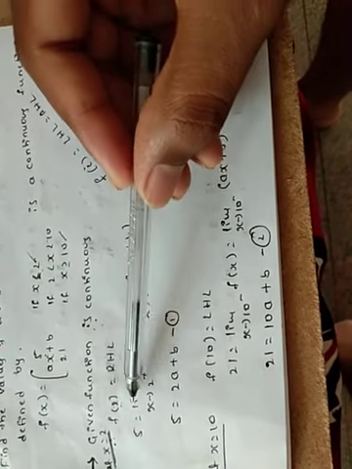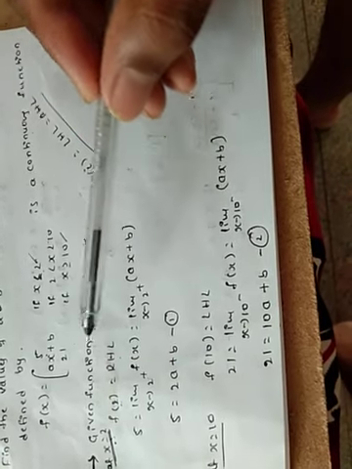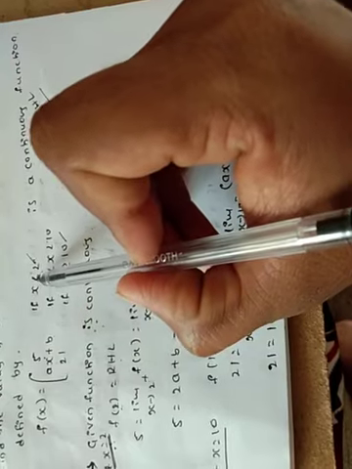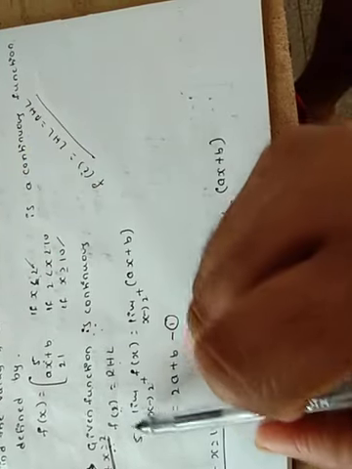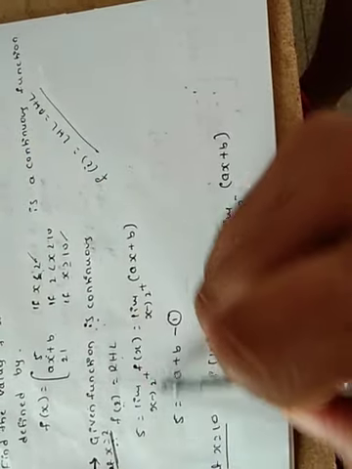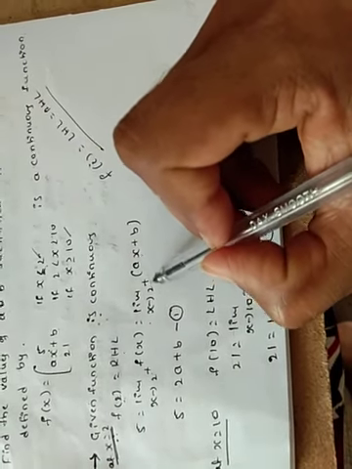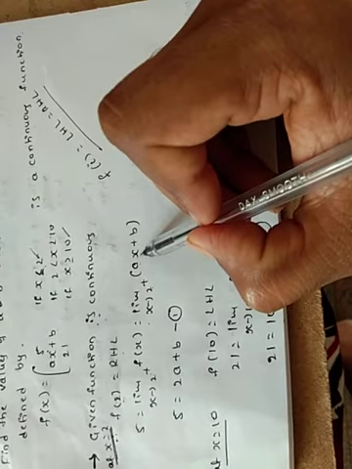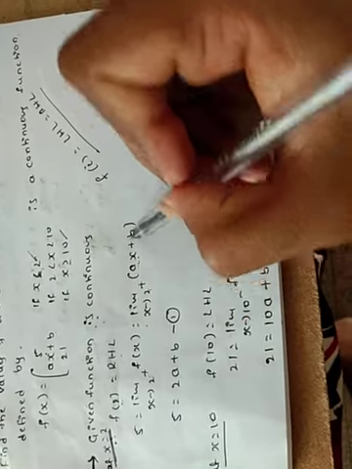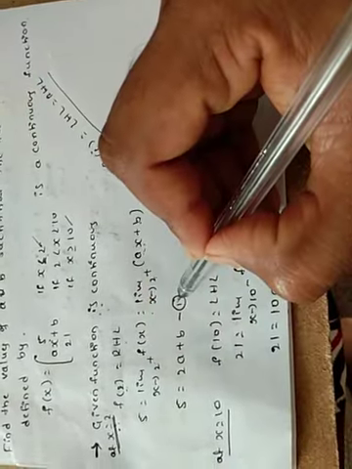So RHL means limit x tends to 2 plus f of x. So here 2 plus means ax plus b, and f of 2 means 5. So 5 is equal to this function. By substituting 2 in the place of x, a into 2 plus b is nothing but 2a plus b is equal to 5. That is going to be equation number 1.